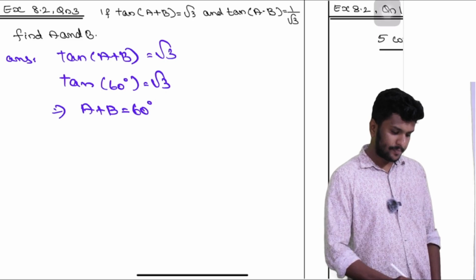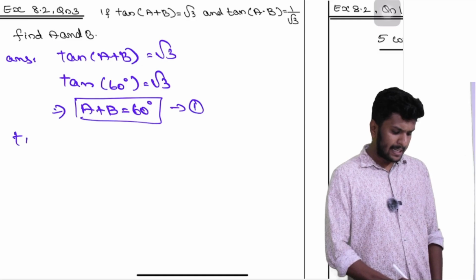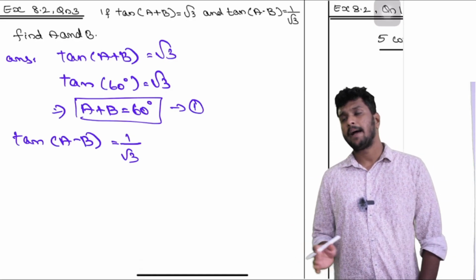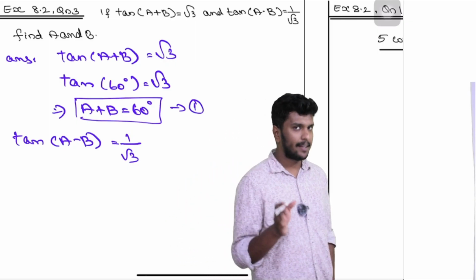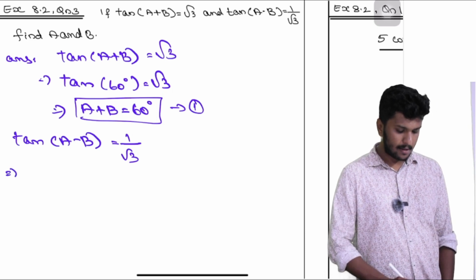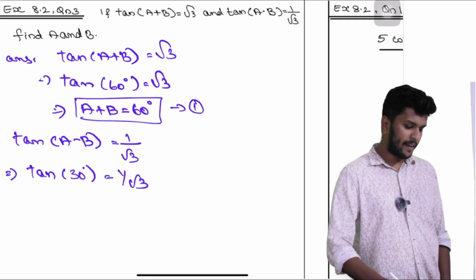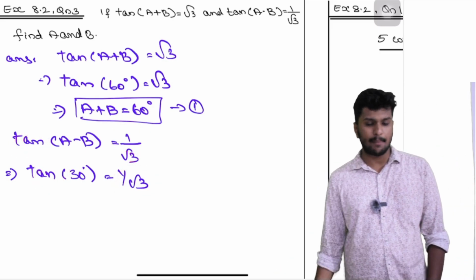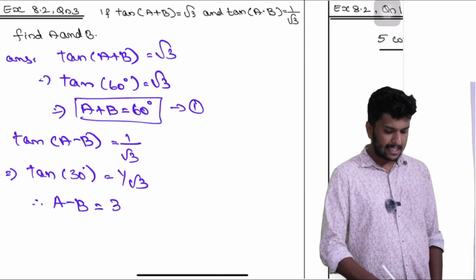Well, in the same manner, take equation number 1. In the same manner, you can write tan of a minus b equals 1 by root 3. So tan of which angle gets you 1 by root 3? Think. Yes, tan 30 degree, right? Therefore, tan 30 degree gets you 1 by root 3. Similar to what we did before. Tan and tan same. 1 by root 3 and 1 by root 3 also same. So what can you guys say over here? Therefore, a minus b equals 30 degree.